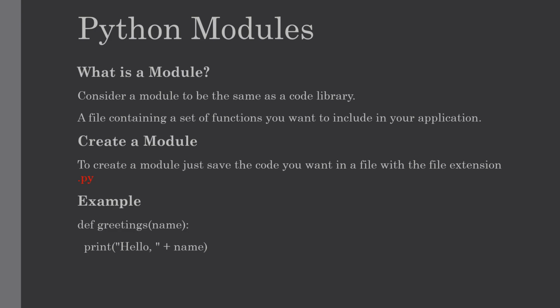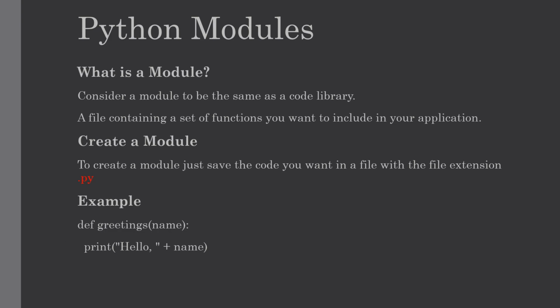Creating a module is a very simple procedure. To create a module, you just have to save the code you want in a file with the file extension .py, which is the extension for a Python file. Here in this example, we have defined one function named greeting, and we have just added one print command in it. If you want to create a module having the function greeting, you just have to save the code in a file named modulename.py. Let's consider we have saved the code as mymodule.py. So this is how you create a module.